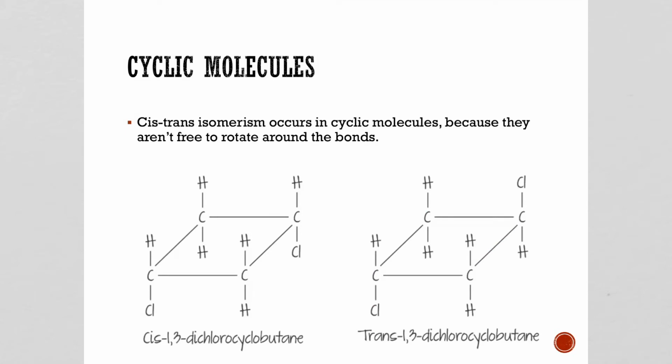Cyclic molecules also undergo cis-trans isomerism because they aren't free to rotate around their bonds either, since they're all joined to one another. This is how you would represent cis-1,3-dichlorobutane. The chlorines are both pointing downwards. And in the trans configuration, one is pointing up and one is pointing down.